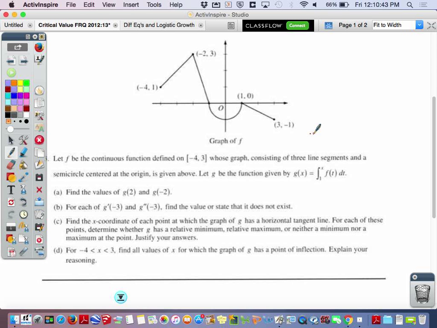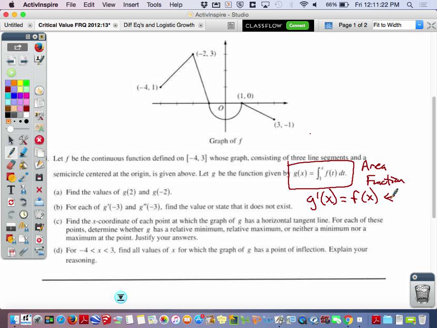Let g be the function given by g of x equal to the integral from 1 to x of f of t dt. This is our area function. It's kind of a common piece of these critical value problems. When we're given an area function, remember, at some point in the problem we're probably going to be asked about the derivative, and that derivative is going to use the second part of the fundamental theorem of calculus. The derivative undoes the integral and just leaves us with f of x. So this piece is going to be a very important part to work through the entire problem.